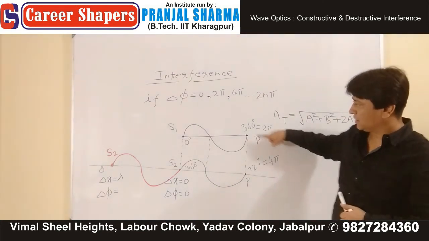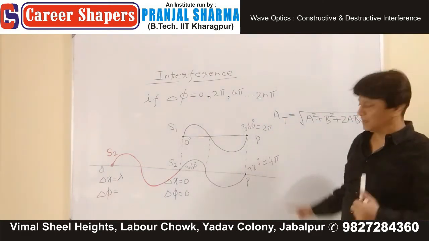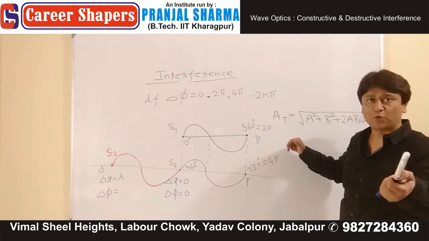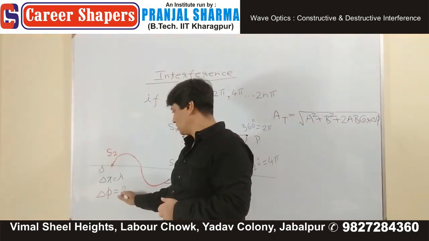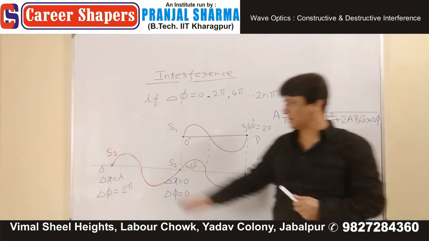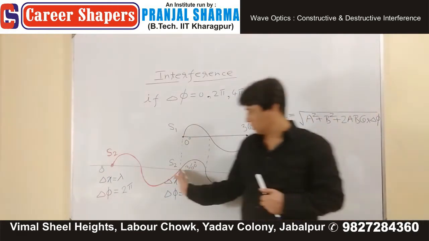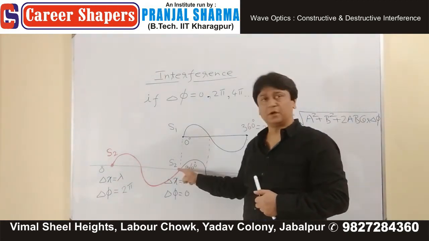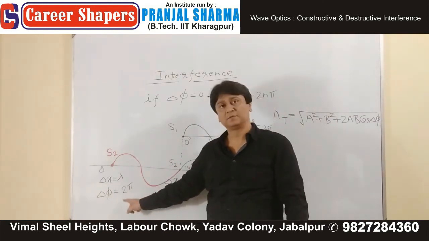Which means, at P, due to S1 and S2, what is the phase difference? This is 4 pi, this is 2 pi. Subtract, you get 2 pi. So the phase difference is 2 pi. From now onwards, you don't have to write 0, 360, 720. Just look at this additional change. The whole portion it represents gives you 2 pi.